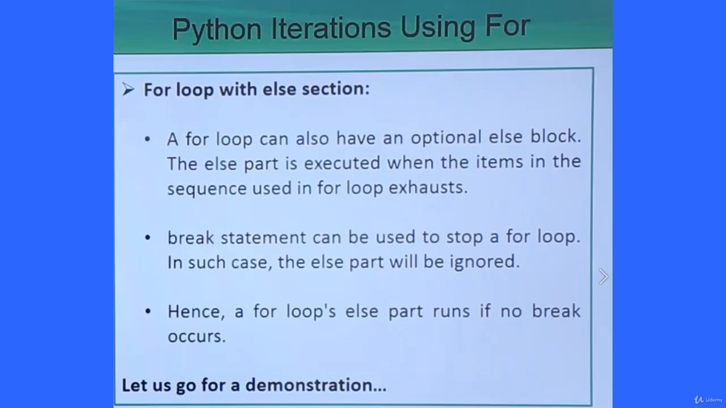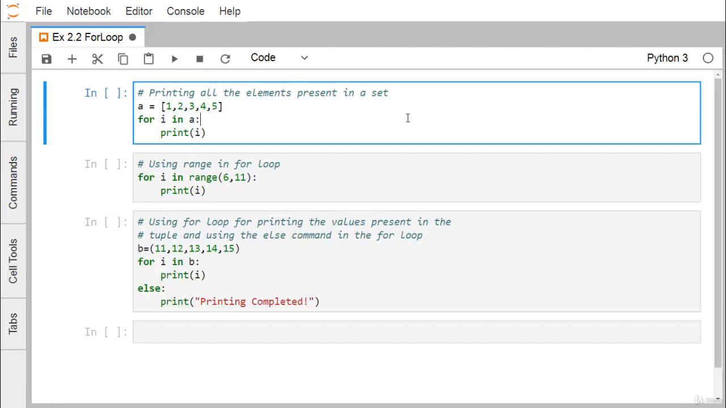So let us go for some practical demonstration to show you how the for loop can be used in our Python code. Here we have defined one list. We know that list elements are separated by commas and enclosed within these square brackets. So this is a list here. Printing all elements present in a set, and here this particular set is nothing but a list. So for i in A, print i. That means in each and every iteration, using this for, we are picking up one element from the list at a time and that element is going to get printed.